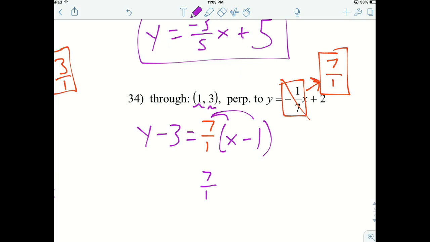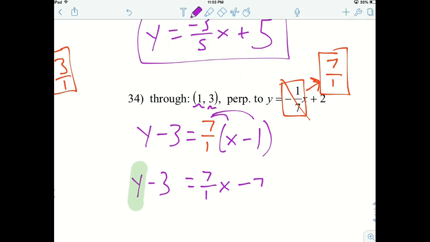leaves us with 7 over 1x. And then anything times 1 is just itself. Anything times negative 1 is just negative itself. So negative 7 over 1. On the other side, we have y minus 3. We know that negative 7 over 1 is just negative 7, so that might be a little easier to write it like that.